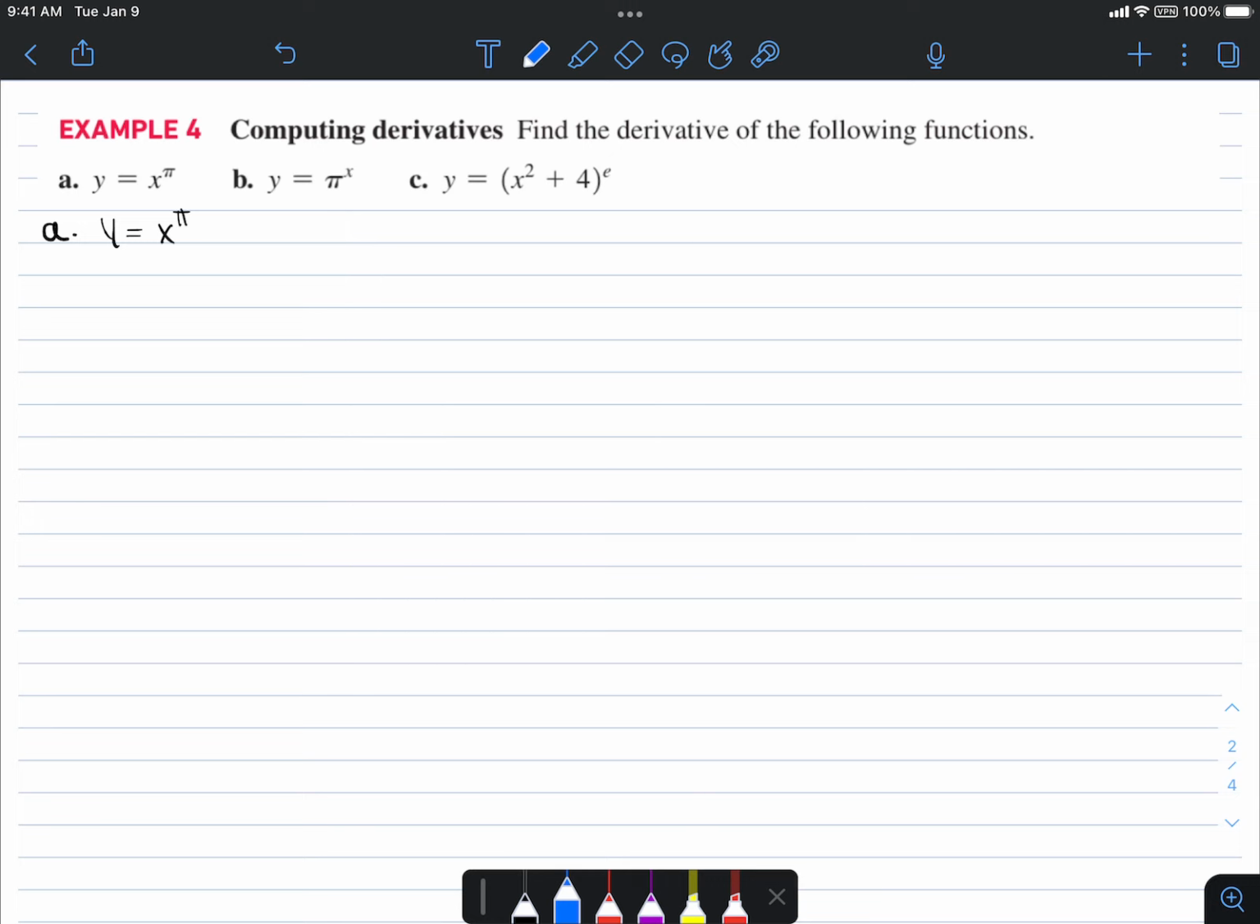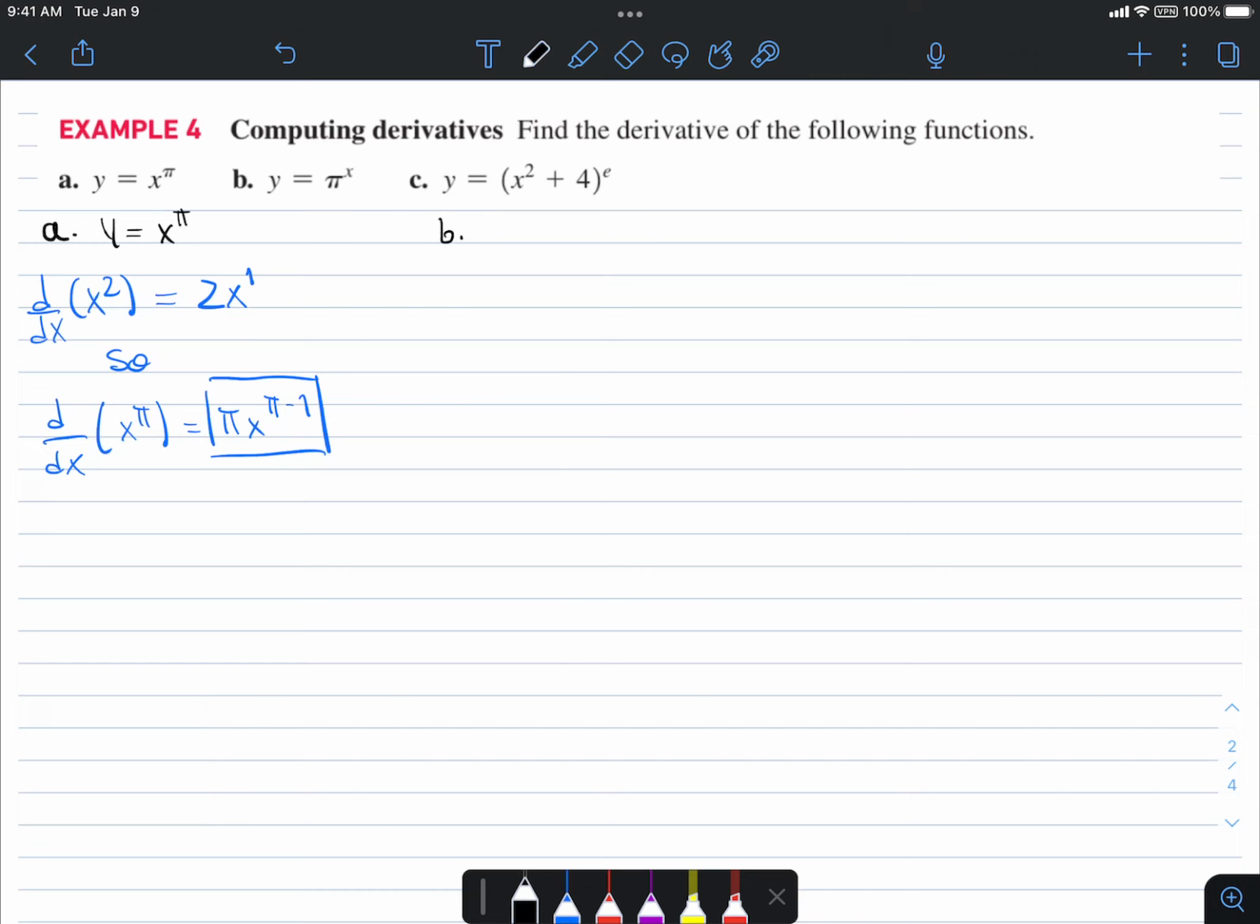So that means I derive this in the same way that I would derive d dx of x squared, which would be 2x to the first, right? I derive this the same way: dy dx, or if I represent it more carefully, d dx of x to the power pi is pi x to the pi minus 1 power. And that's the answer we're looking for. The power rule applies to this case.